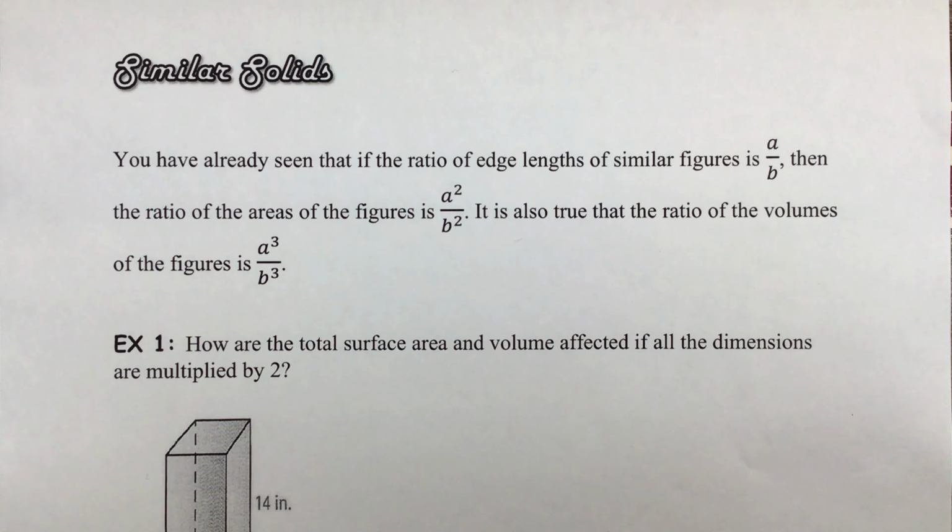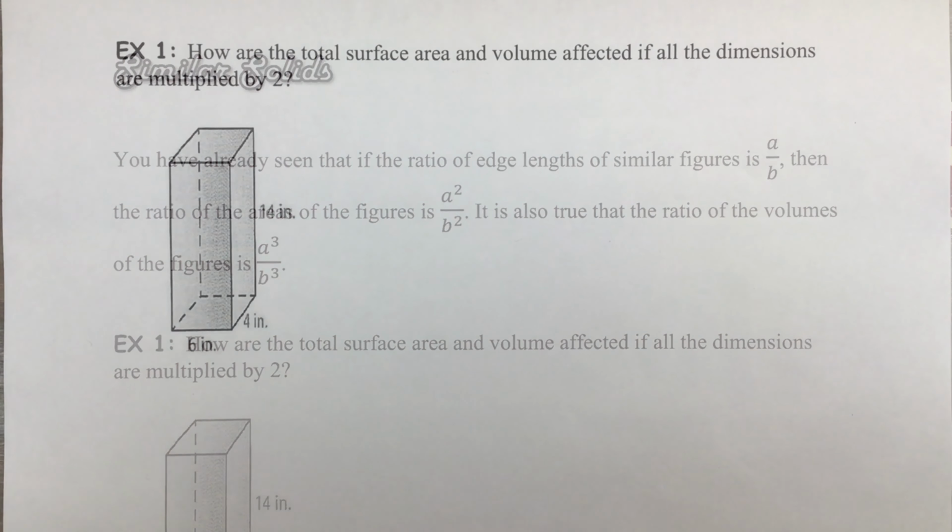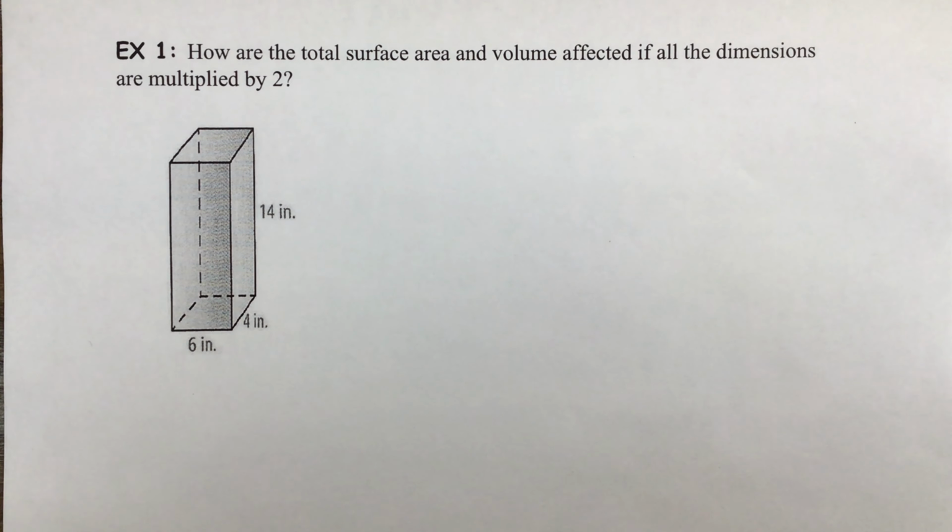If we move into three-dimensional space, the comparison of the ratio is now going to be to the third power, or you can say that the scale factor is now cubed. Example 1. This is going to be a little bit of a lengthy problem here. What we're going to do is investigate how the total surface area and the volume are affected if all the dimensions are multiplied by 2.